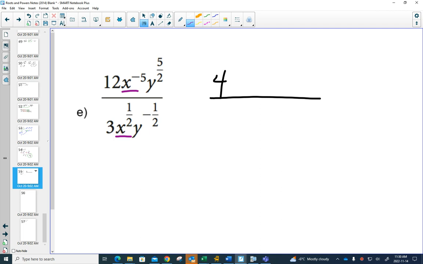Subtract the exponents. So if I subtracted, I'd have negative 5 minus a half. But we're subtracting fractions. Are you okay if I change the negative 5 to negative 10 over 2, and I subtract 1 over 2. What about the y's? These two also have the same base, so I could subtract those fractions, 5 over 2 minus a negative 1 over 2.